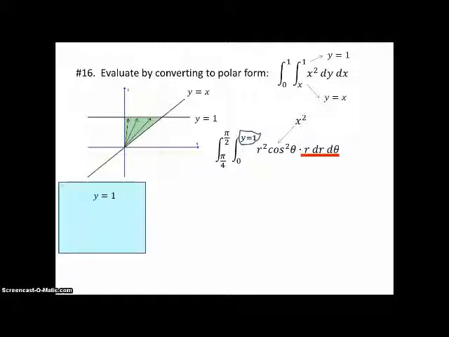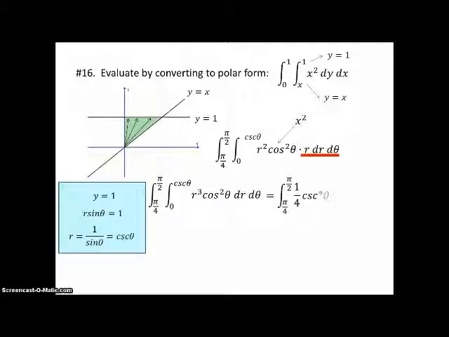So we've got y equal 1, and y, you'll recall, is r sine theta. And so if we solve for r, we get 1 over sine, or cosecant theta. So we're going to replace y equal 1 with cosecant theta. Now we're rewriting our integrand as r cubed cosine squared theta dr d theta. And integrating with respect to r cubed gives us 1/4 r to the 4th. We keep the cosine squared theta and we replace r to the 4th with cosecant to the 4th, which is 1 over sine to the 4th.